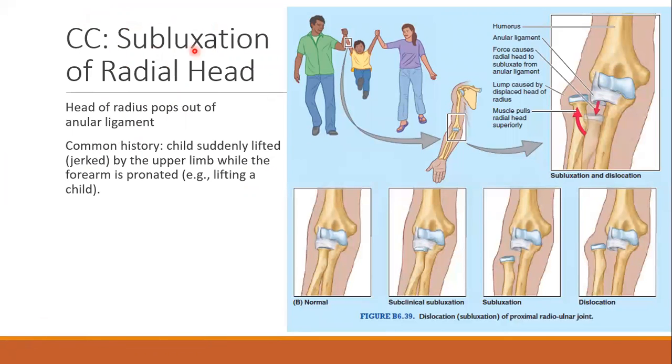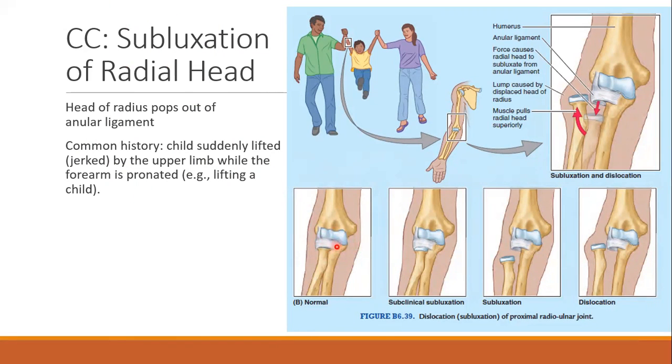When it comes to subluxation, this is a pretty common thing with children. So subluxation happens when you have popped the head of the radius out of the annular ligament. You'll have a common history where a child is suddenly lifted or jerked up by the upper limb while their forearm is pronated, i.e. you're lifting up a child. And actually to fix this, you supinate the arm and then flex it, and that should usually get it back into place.